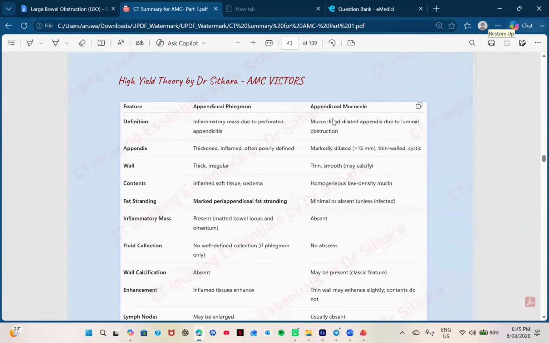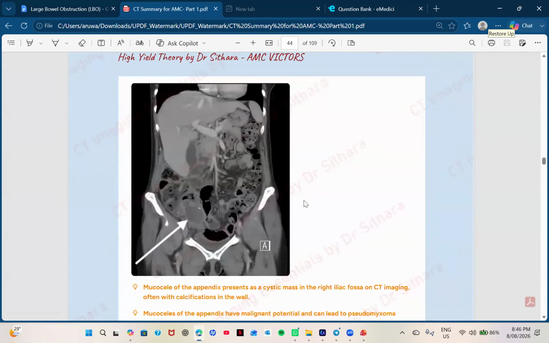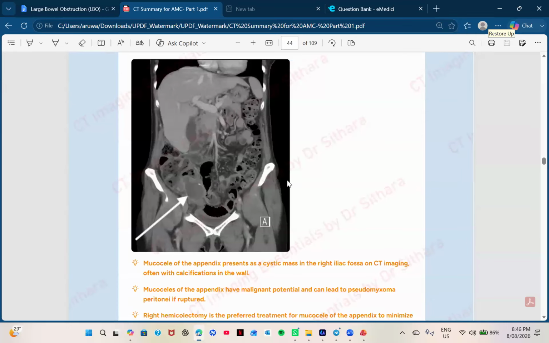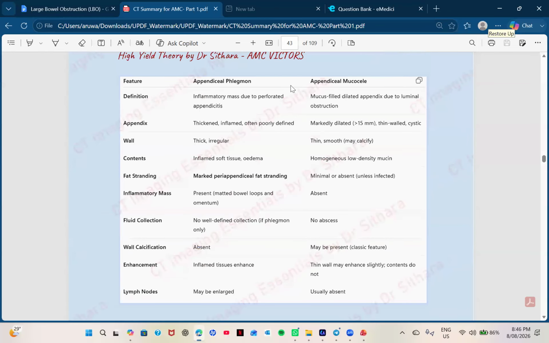Okay, so the phlegmon and the mucocele, another thing you need to understand. There was another question about this mucocele as well. So what is the difference between this phlegmon and mucocele, appendiceal mucocele? Appendiceal phlegmon is an inflammatory mass due to perforated appendicitis. Whereas the mucocele is a mucus-filled dilated appendix due to luminal obstruction.